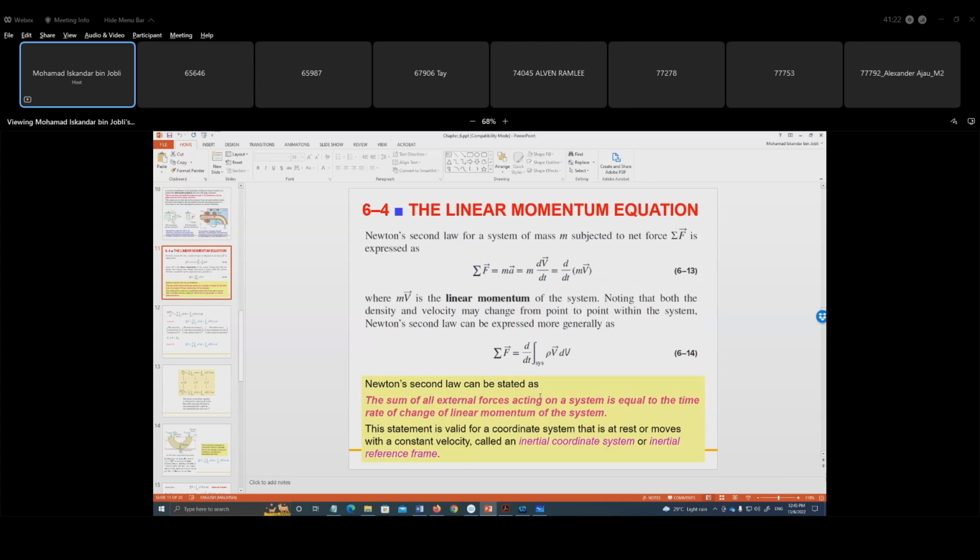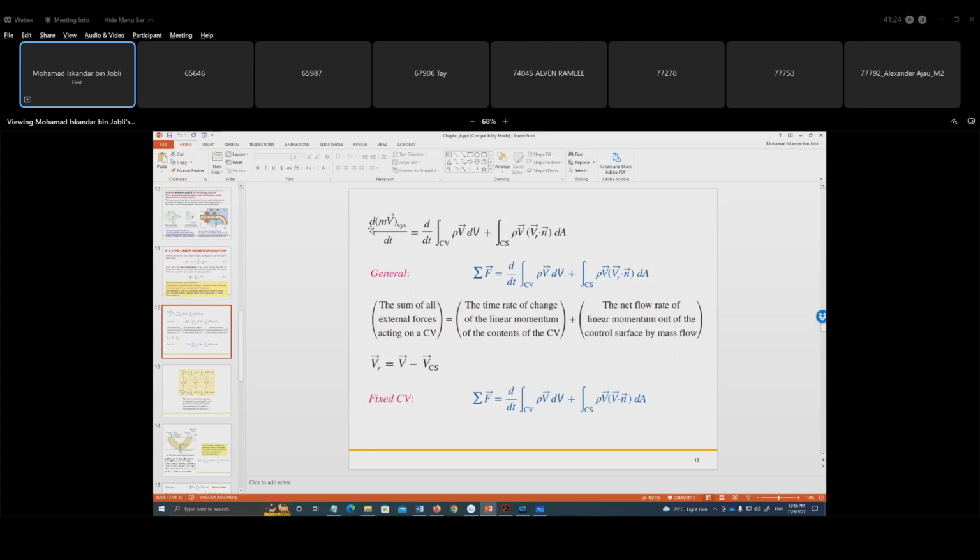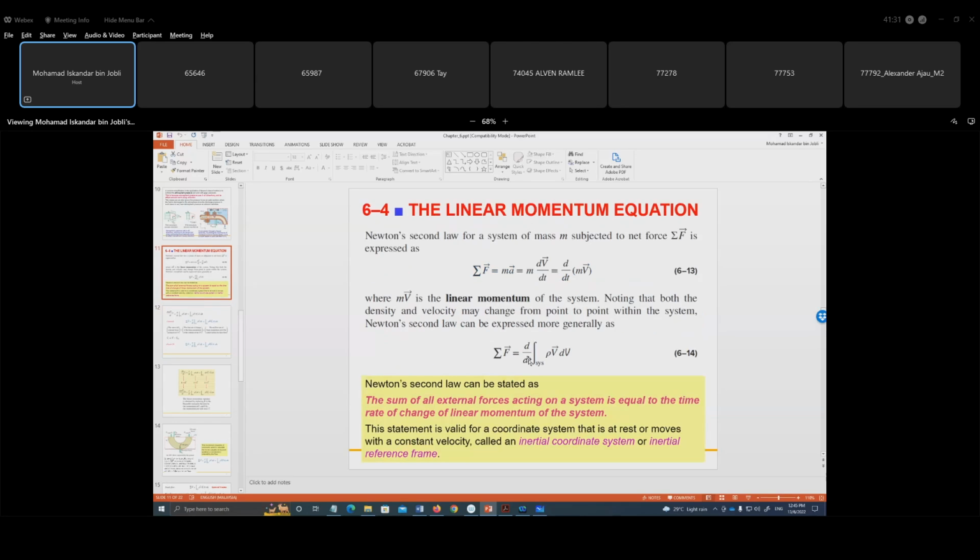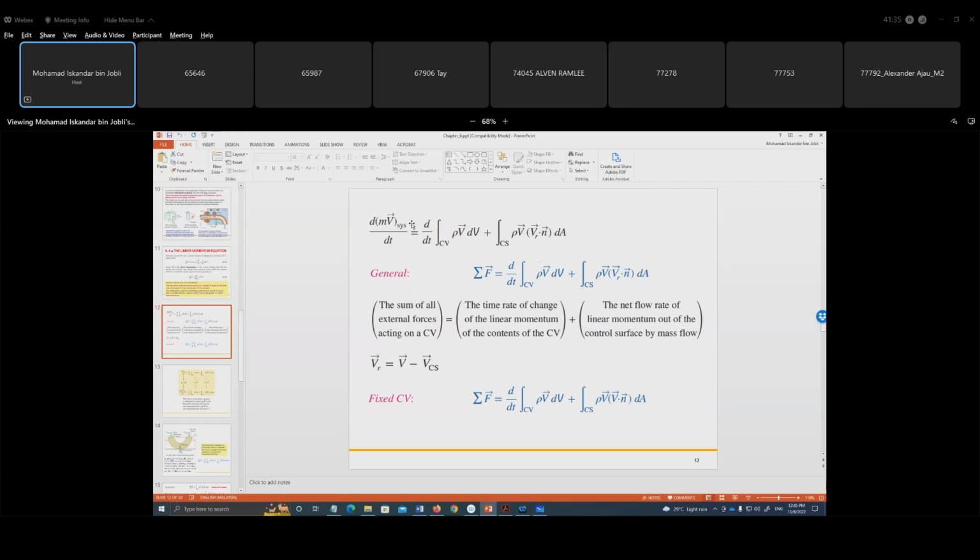So you can read this. In general, you can write this equation down. This is explanatory. Okay, d(mV), mV is the momentum, over dt equals to the body and the surface. Remember this, if you go back several slides, the force, F equals to ma, the force over dt.